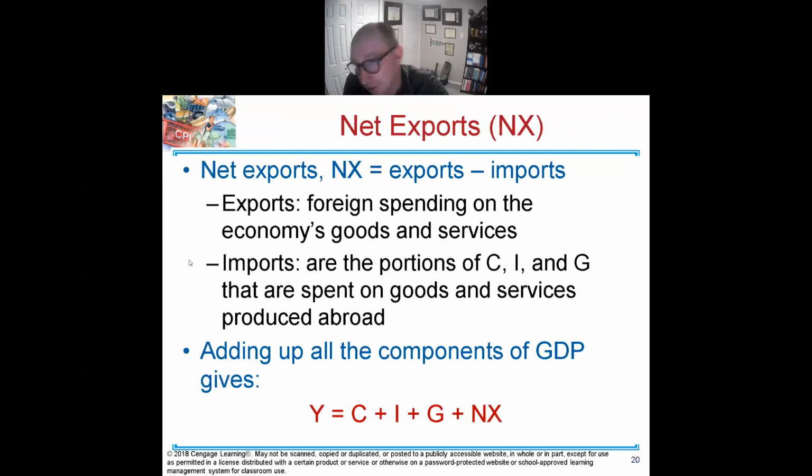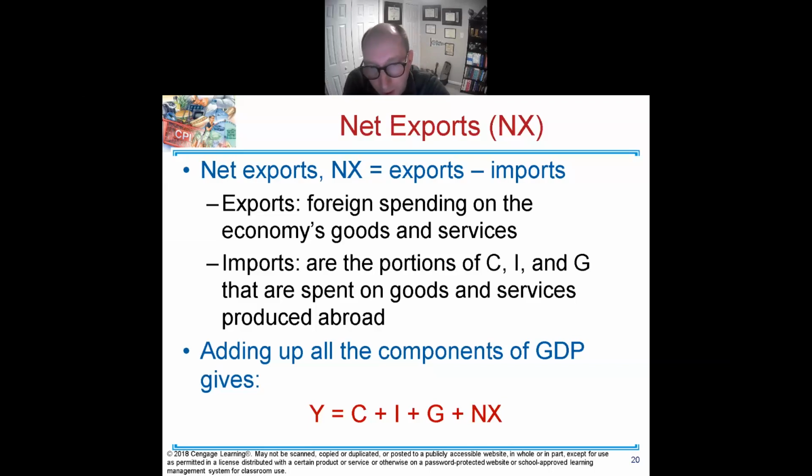Exports. This is very simple. Exports minus imports equals net exports. Exports, as you know, is the sale of goods and services from one country to another. The United States exports surplus wheat to Japan. That's called an export.